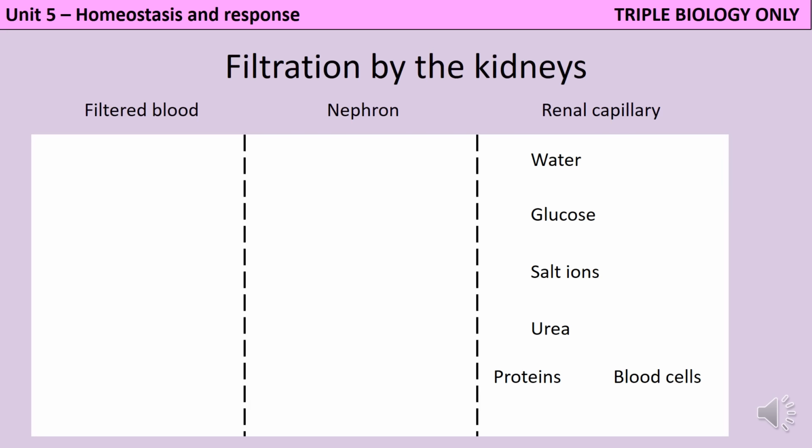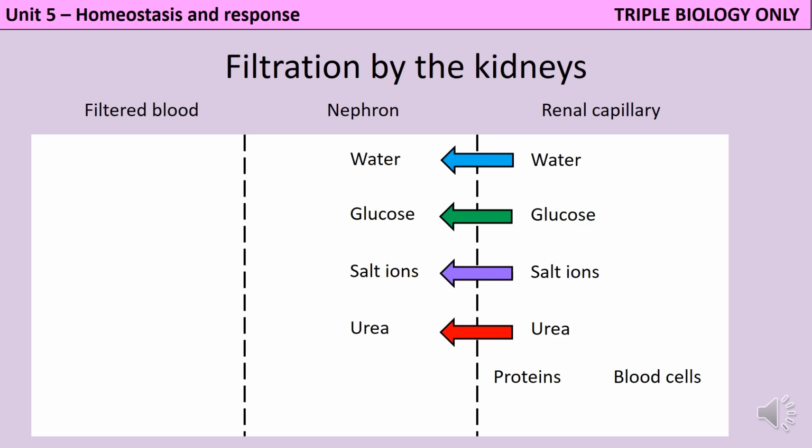Unfiltered blood in the renal capillary consists of water, glucose, salt ions, urea, and also some really large molecules made of protein, and also some blood cells. Under high pressure, the water, glucose, salt ions, and urea are all able to pass into the kidney, but the proteins and blood cells are far too large, and they continue into the renal vein instead.